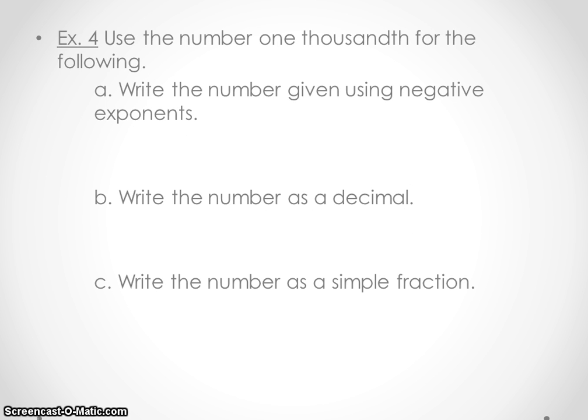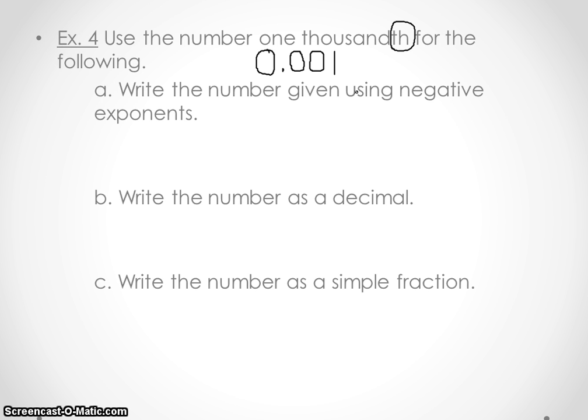Alright, example 4 says use the number 1,000th for the following. So before we even go any further, let's figure out what 1,000th is. Now you might be thinking, ooh, 1,000, I know what that is, but be careful, this th here represents that it's going to be the decimal place 1,000th. So we are starting with the decimal. Now remembering decimals, we have first comes the tenths, then the hundredths, and then the thousandth. So if I have one of those, it's going to be 1 here. Okay, so that's the number we're using.